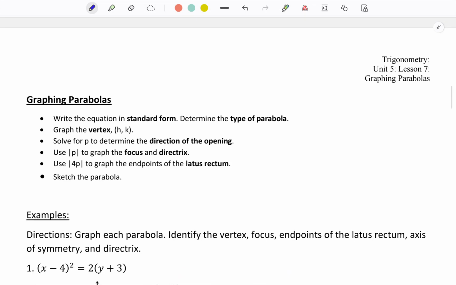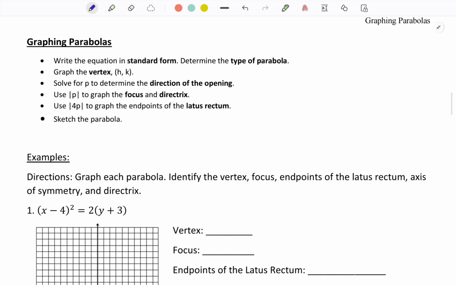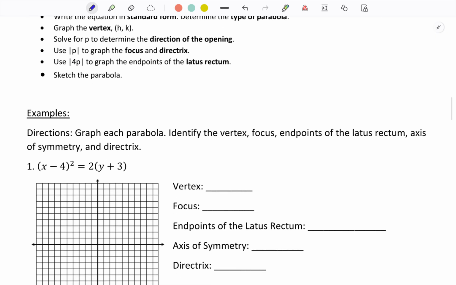So to graph a parabola, the first thing that you're going to do is write the equation in standard form and then determine the type of parabola. Then you will graph the vertex, which is h and k. Solve for p to determine the direction of the opening, and then use the absolute value of p to graph the focus and the directrix. Then you'll use the absolute value of 4p to graph the endpoints of the latus rectum, and then use that to sketch the parabola.